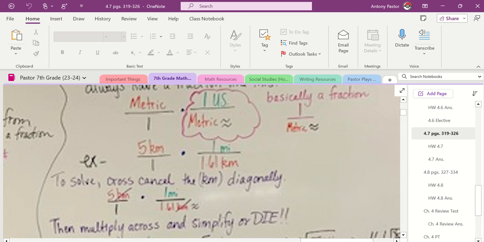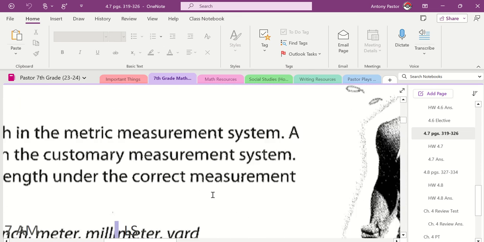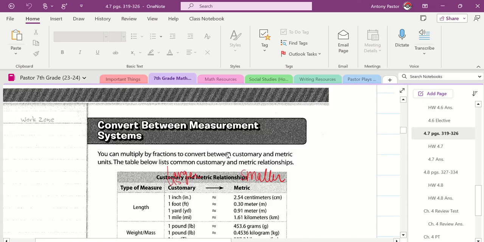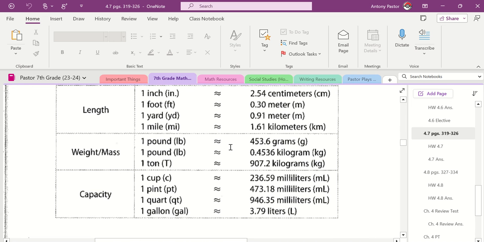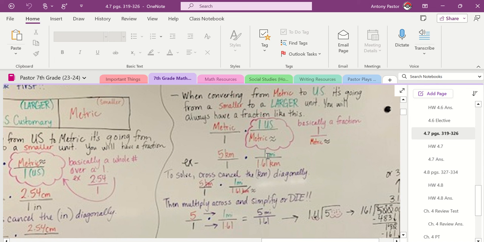So going back to our page here, 1 mile is 1.61 kilometers. So going back to our example here, 1 mile is 1.61 kilometers. Now we're trying to figure out how many miles is 5 kilometers. Notice that they switch places here. You're going to want the kilometers on opposite sides and the miles on opposite sides. We're trying to figure out how many miles 5 kilometers is.